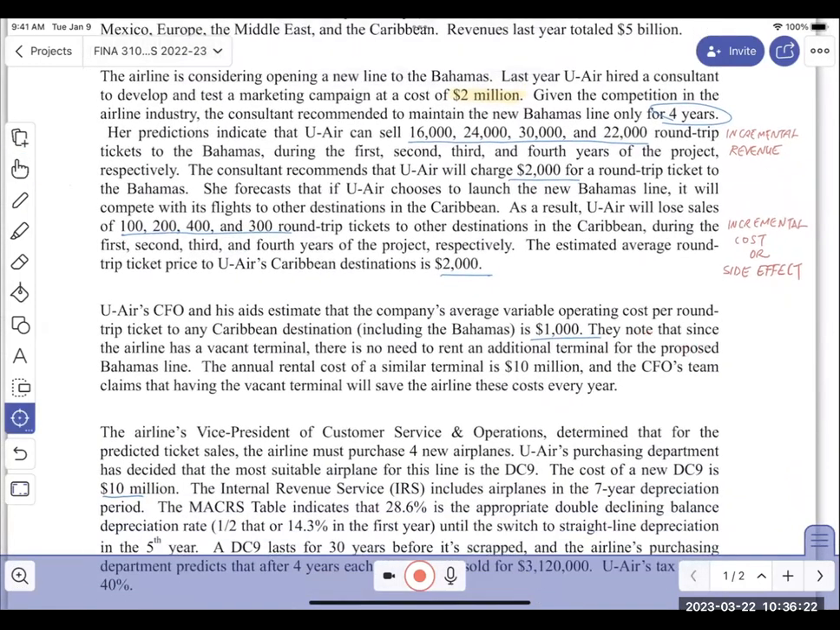They note that since the airline has a vacant terminal, there is no need to rent an additional terminal for the proposed Bahamas line. The annual rental cost of a similar terminal is $10 million, and the CFO's team claims that having the vacant terminal will save the airline these costs every year. And what do you think about that? Is this an incremental amount, the $10 million?